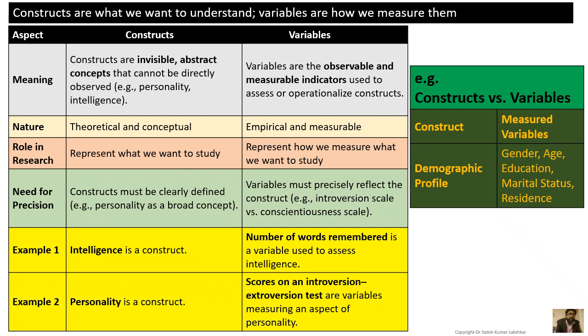A construct is a theoretical or conceptual concept. It is theoretical or conceptual in nature, whereas a variable is empirical and measurable. We can easily measure a variable, whereas a construct is a conceptual term or theoretical aspect. A construct represents what we want to study, it is a broader term, whereas a variable represents how we measure what we want to study.